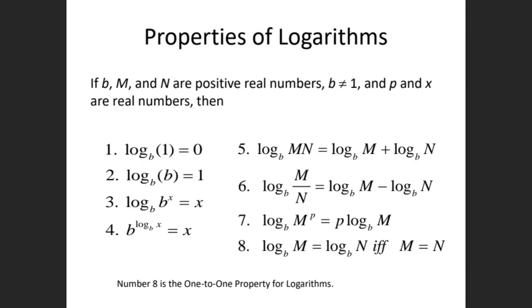Like for instance, if I was multiplying x squared times x squared, you know that you add the exponents. The answer would be x to the fourth. This kind of has the same property for logs. When you have two things that are being multiplied, you're going to add the logs.